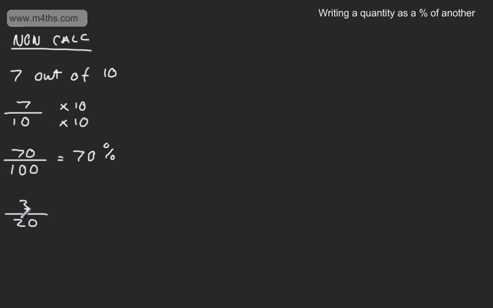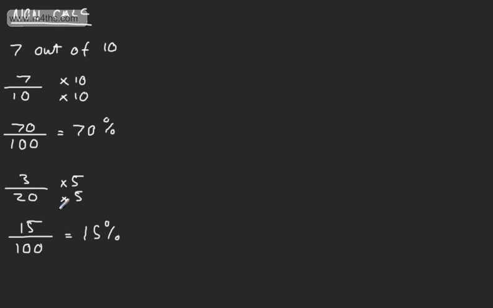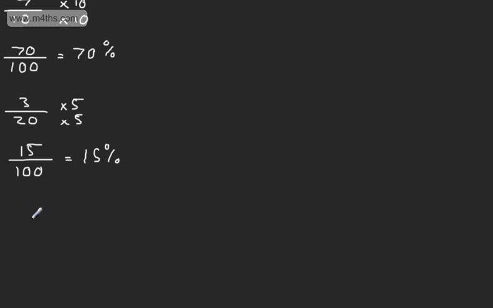This will then give me a denominator of 100. So we're going to have 3 out of 20, which will then become 15 out of 100. 15 out of 100 is going to give me 15%. So as we can see at the moment, our denominators are factors of 100.